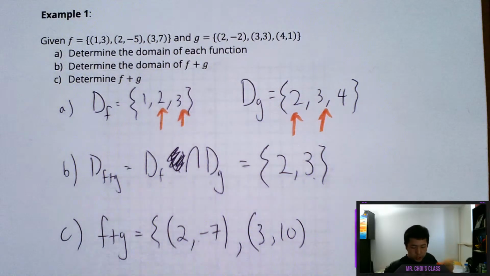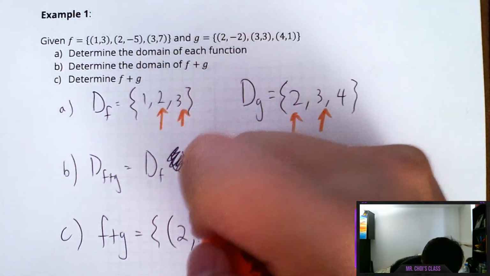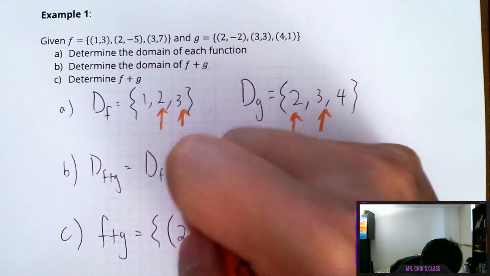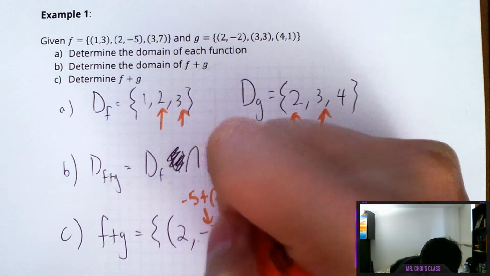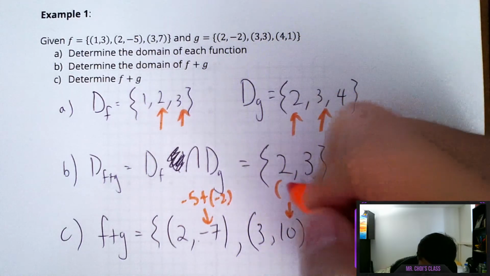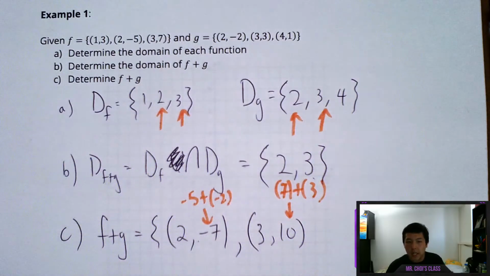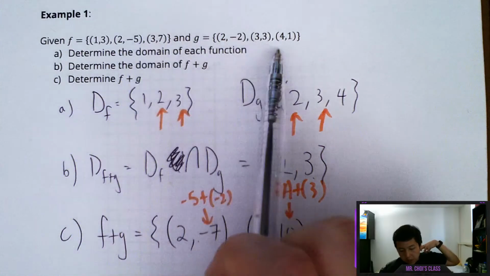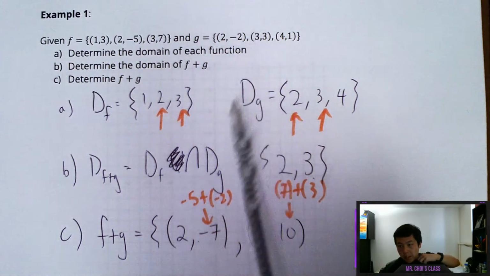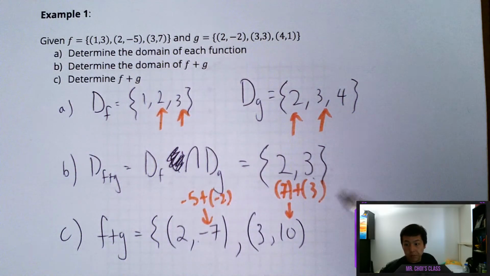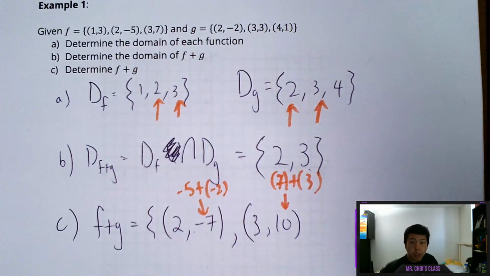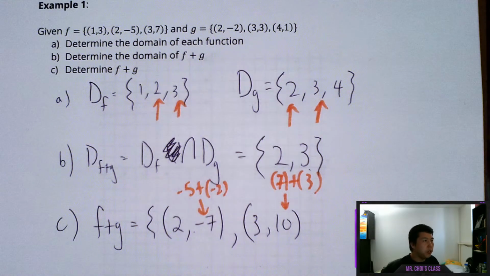So just to kind of show you here, this is -5 plus -2, while this is 7 plus 3. And we get that from the original y values of the functions, right? We just find the y value of the original functions and we add them together if they're the same x value. And that's it. That's example 1. So this is how the domain changes in the new function, and this is how the ranges will change in the new function. So let's go into a little bit more detail.